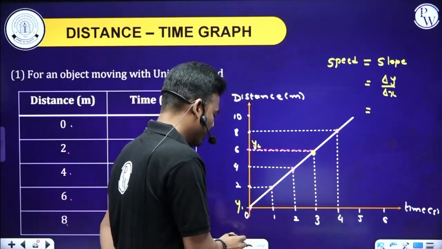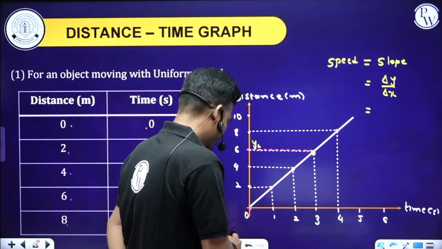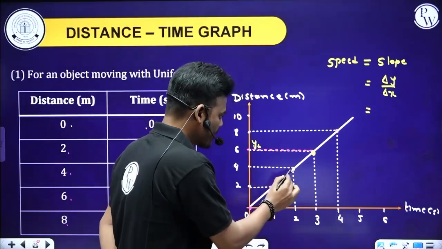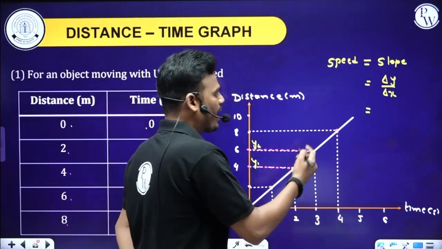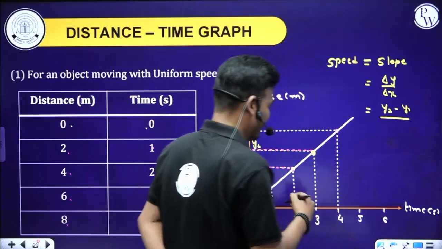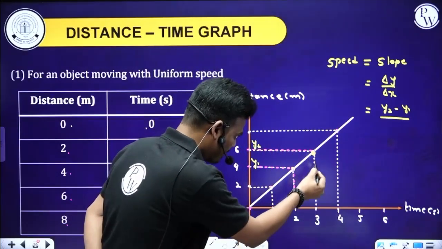Okay, let's consider the speed between 2 seconds and 3 seconds. Let's consider this is y2. This is y1. Change in y-axis means y2 minus y1, divided by change in x-axis along the x-axis, between 2 seconds and 3 seconds.